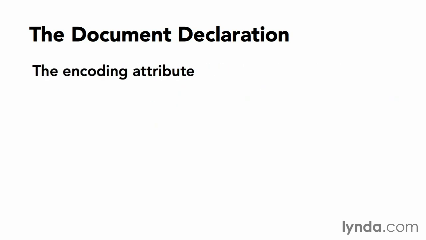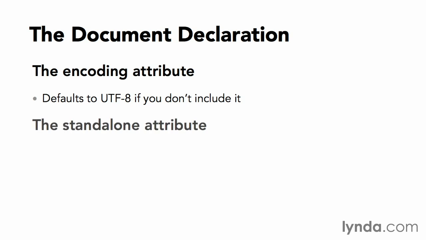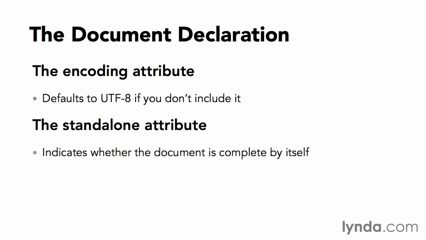The encoding attribute defaults to UTF-8 if you don't include it, but it's a good idea to include it, and if you decide to use a character set other than UTF-8, like Unicode UTF-16 for example, this is where you put that declaration. The standalone attribute identifies whether or not the document stands by itself or depends on something else. If it requires other data, then you should say standalone equals no. Otherwise, if the XML data is complete by itself, set it to yes.